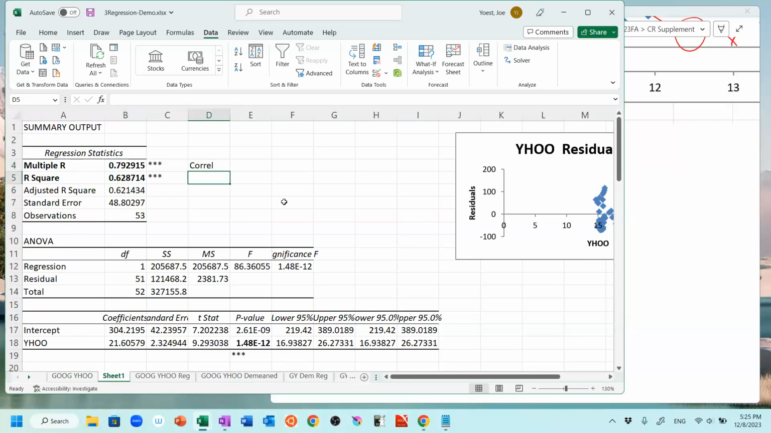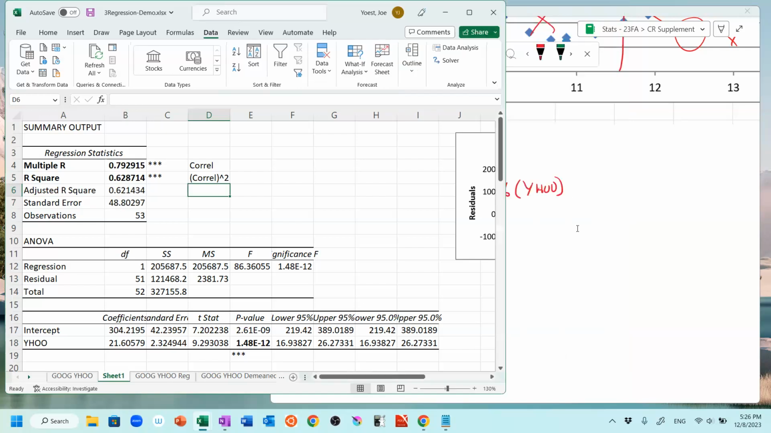R squared is literally the correlation squared. So if I do equals this number to the second power, you see I get that number. Again, there are things like the adjusted R squared here and so on. They come into play for other applications of regression that we're not getting into.